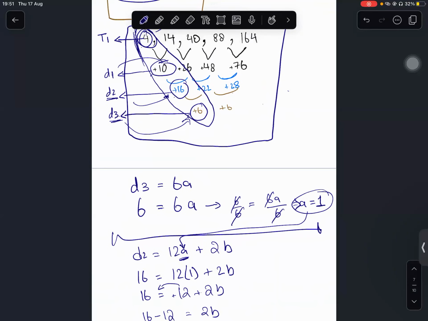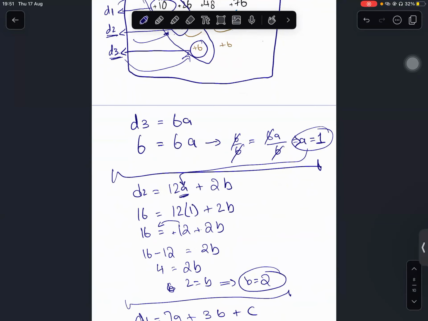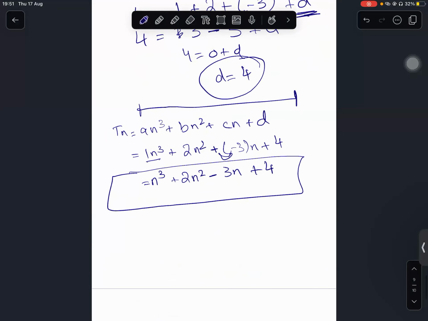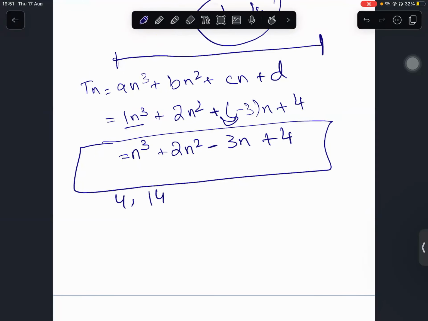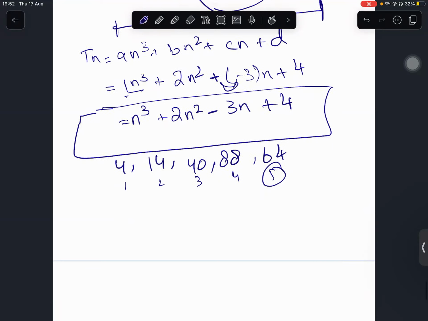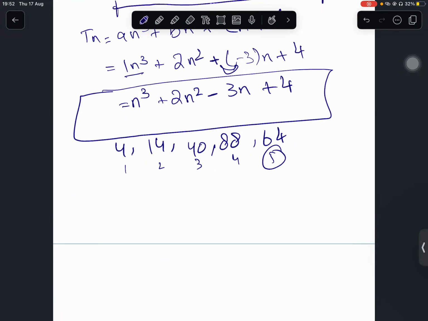But this is something that you'll have to do in order to nail this question. Okay, so now let's get a very quick check on whether we've calculated this correctly. Our sequence was 4, 14, 40, then 88, then 164. This is the first term, the second, third, fourth, fifth. So we'll try to find the fifth term. We'll plug in 5 in the place of n. You get 5 cubed plus 2 times 5 squared minus 3 times 5 plus 4.